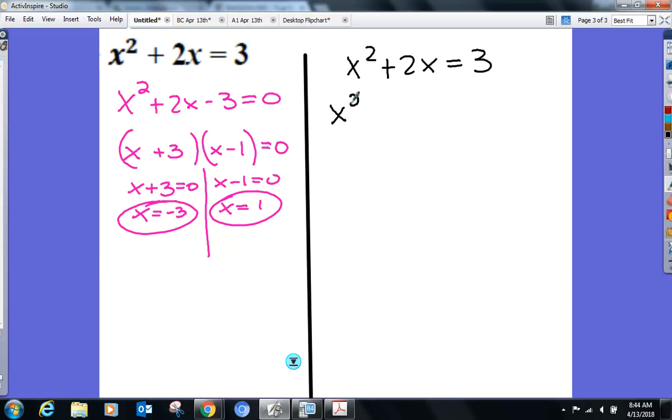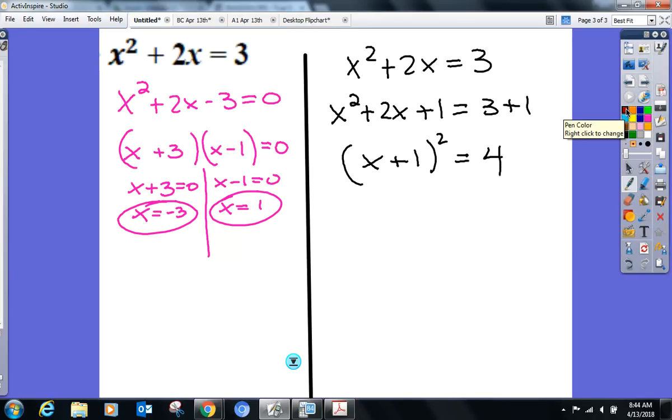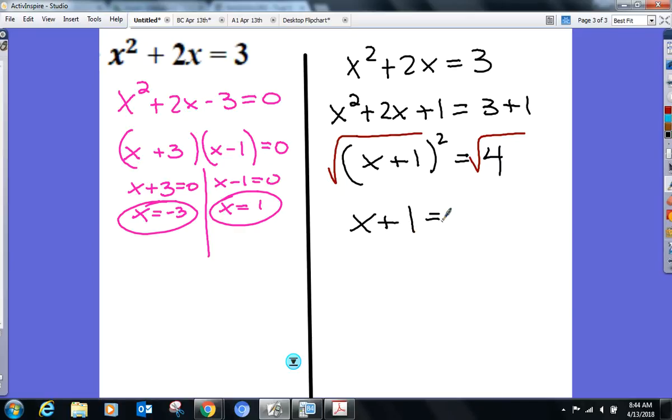Divide your B value by 2 and square it. What number do I get out? 1. What else are you going to tell me to do? What's this factor into? X plus 1 squared. And what do I have left on the other side? 4. Now what do you want me to do? Square root both sides. X plus 1 equals, what do you got over here? Plus or minus 2.